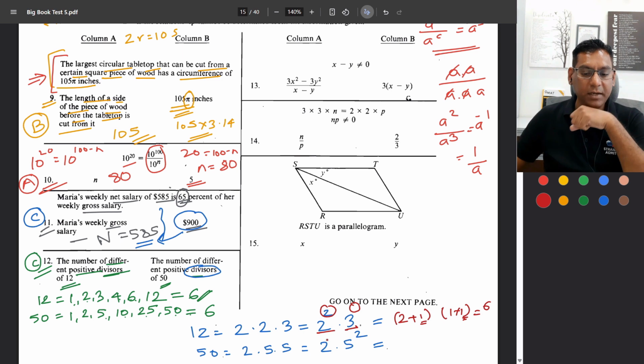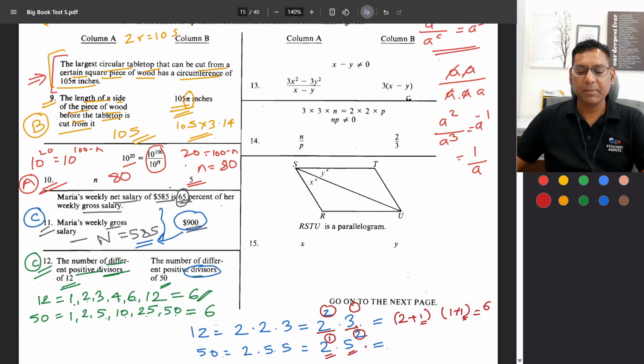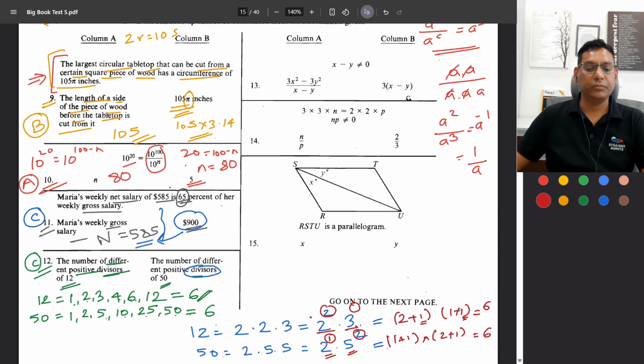So here also, what are the powers? 1 and 2, right? What is that number in the bottom? What is the prime number? That doesn't matter. I'm looking at the power. So what do I get here? 1 plus 1 into 2 plus 1, again 2 into 3, 6, right? For practice, you could do it with other numbers also. So it's basically how many prime factors and in what powers I have, right?